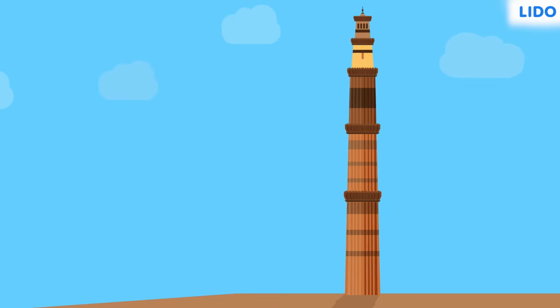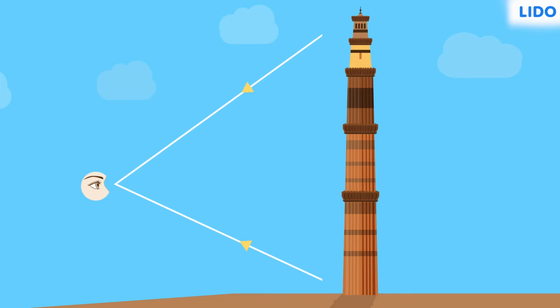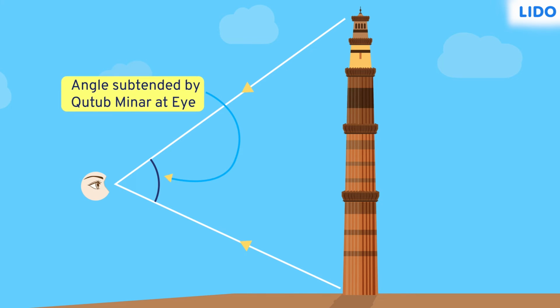This is Qutub Minar. The height of Qutub Minar is 72.5 meters, making it the tallest minaret in the world built of bricks. Assume that you are here and watching the Minar. If we consider the lines from your eyes to the ends of the Qutub Minar, there is an angle formed between those lines. We say that the Qutub Minar subtends an angle at your eye.